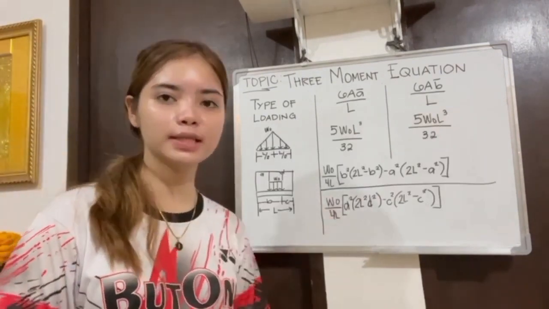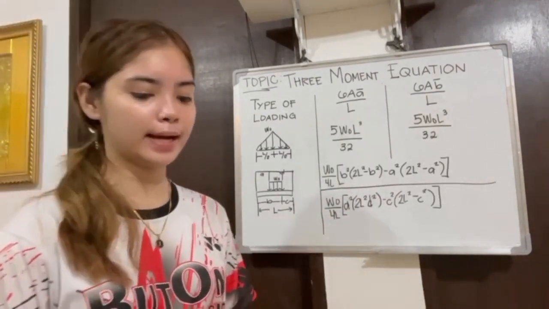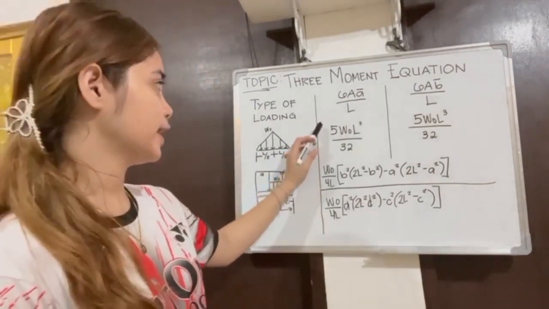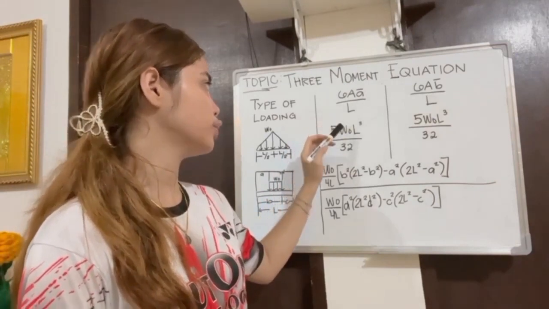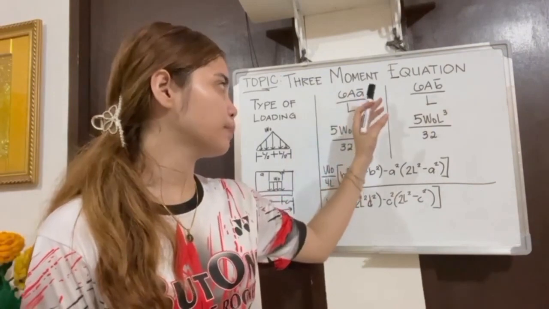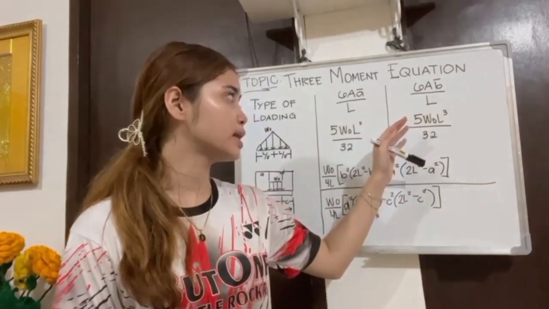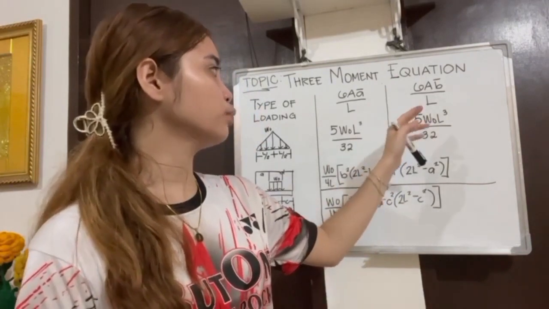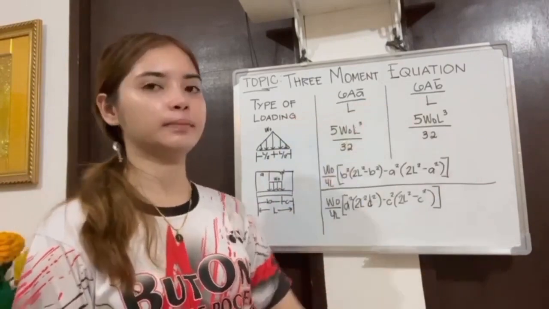For the isosceles triangle load over the entire span, we have 5 times weight times L cube over 32 in the left span, while in the right span, we also have 5 times the weight times the length cube over 32. Same lang ang left settlement and the right settlement equation.